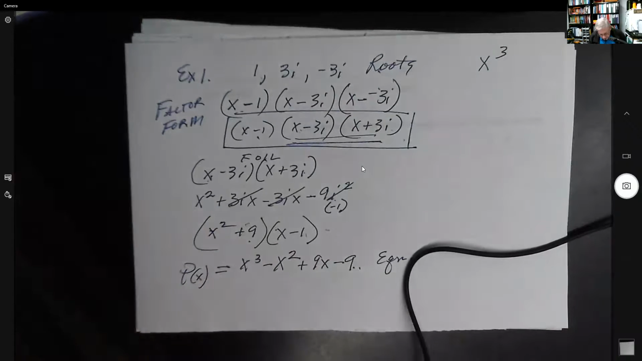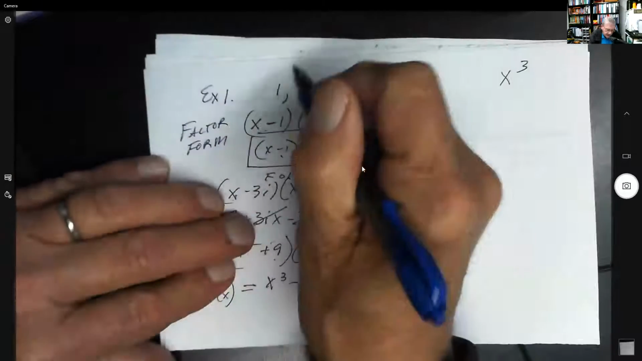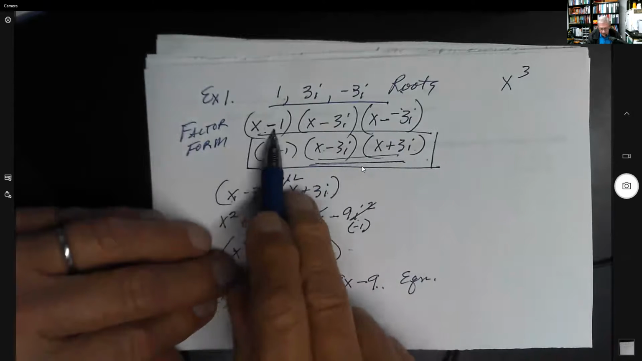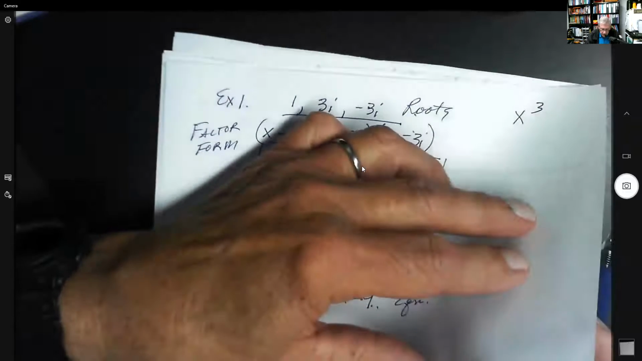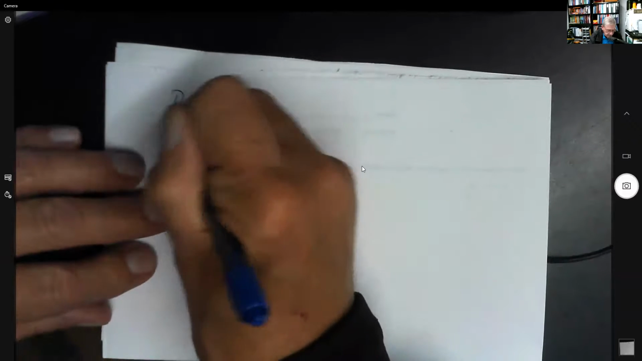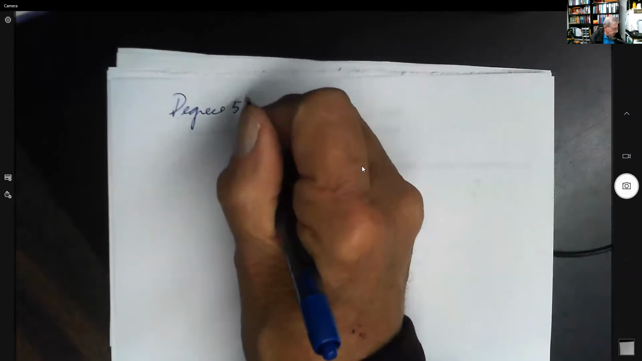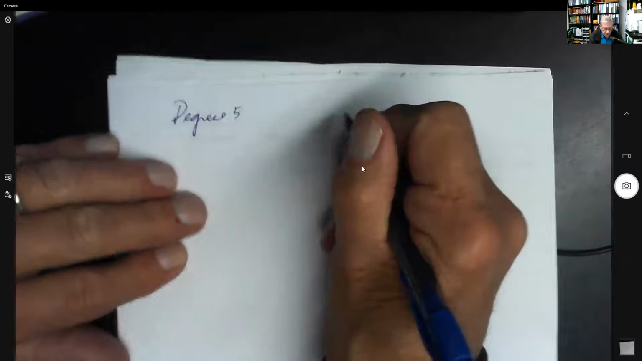Okay, let's try another one here. So that's how you're going to do it: they give you the answers and we multiply them all together, but we have to have them in factored form. All right, let's try another one here. This problem said you have a degree of 5. That means it's going to be a 5th degree polynomial, going to be pretty big. It has a -1 with multiplicity of 3.